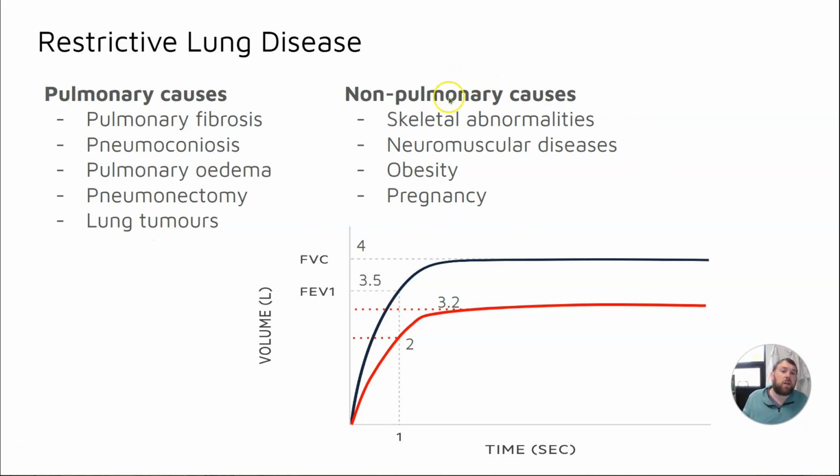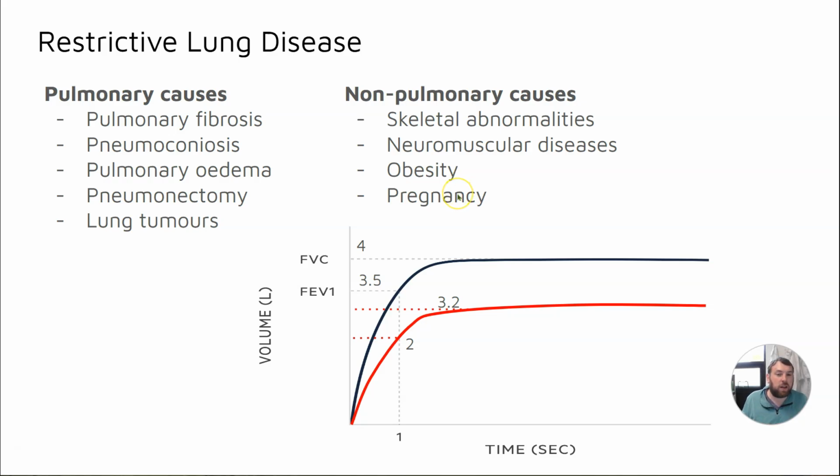But you can also see that there are non-pulmonary causes, as in if there's a skeletal abnormality in the rib cage that causes that area around the lungs to not be able to be movable or not have as much volume, then of course the lungs aren't going to be able to move as much. Same for neuromuscular diseases like cystic fibrosis. Same for obesity. If I have a bunch of weight on my chest, I'm not going to be able to move my lungs as much.